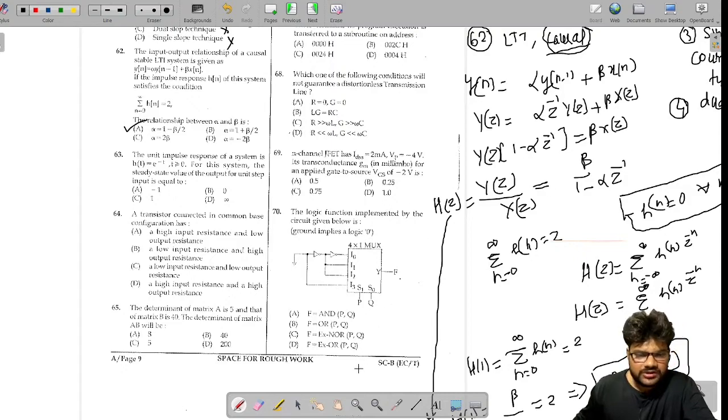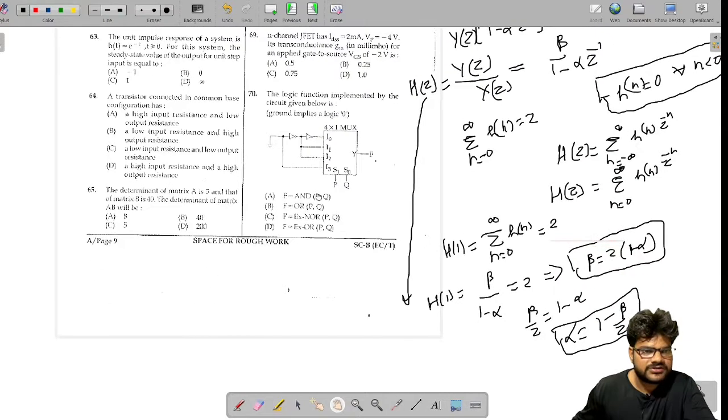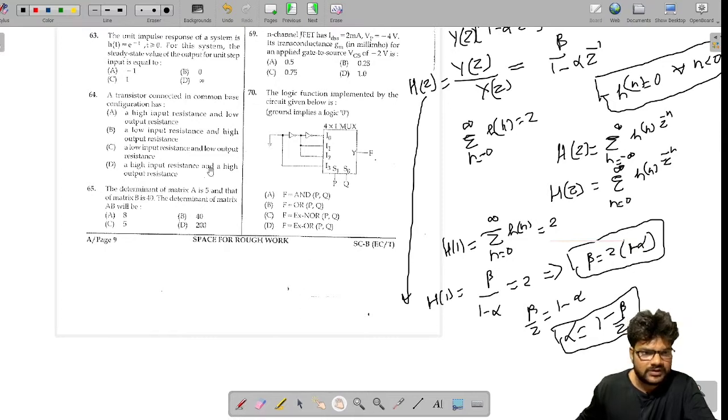So let us go to the next question, question number 63. Question number 63 is again from signals and systems. We are given the unit impulse response of a system, h(t), that is e to the power minus t for all t greater than or equal to 0. For this system, the steady state value of output for unit step input is.